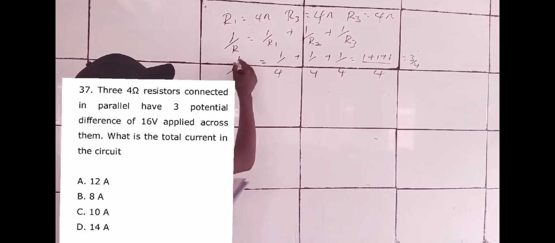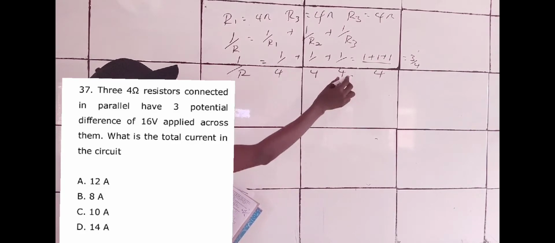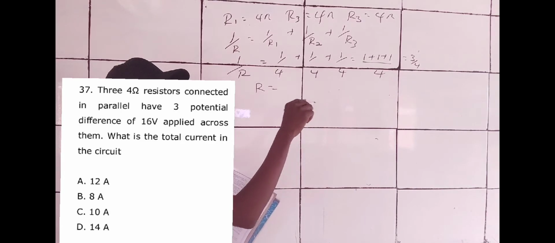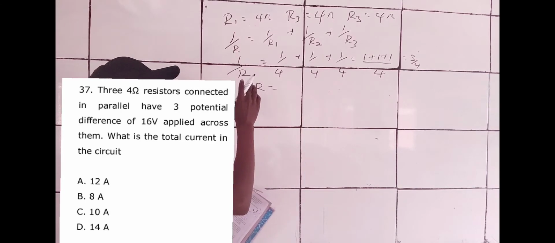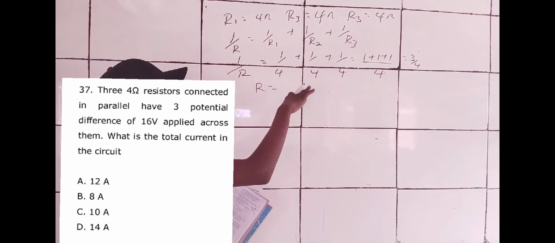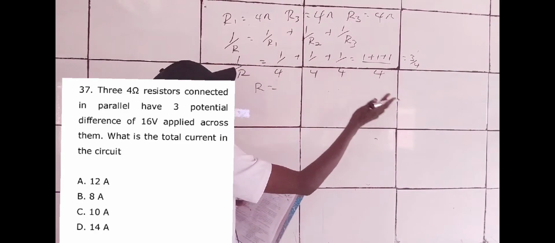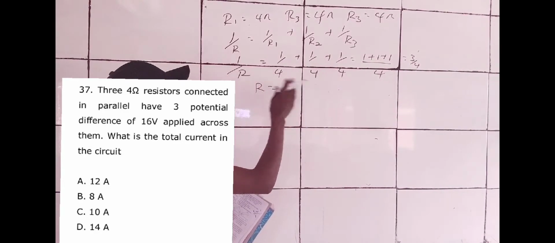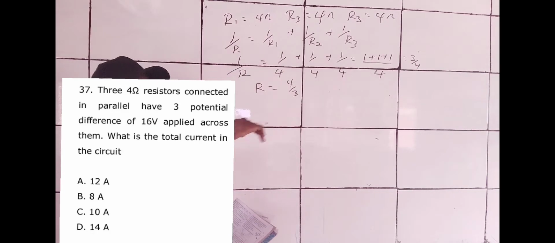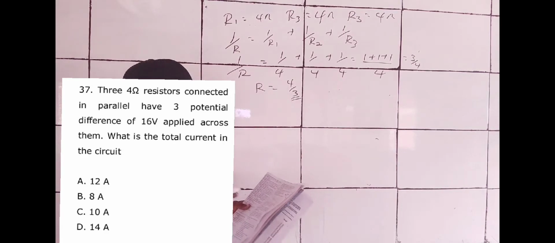Now, this is 1 over R. So if we are looking for R, since 1 over R is equal to 3 over 4, then R is equal to the reciprocal of 3 over 4. Anytime I have 1 over something, if I'm going to look for that thing, I turn the other value upside down. So R now is equal to 4 all over 3. That is the reciprocal. So now this is the total resistance.